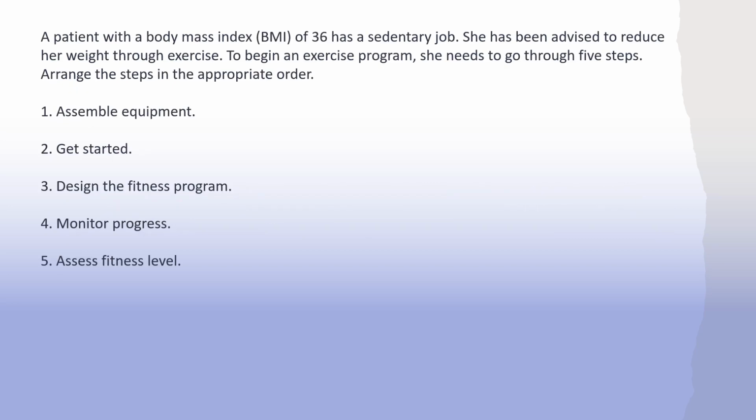A patient with a body mass index (BMI) of 36 has a sedentary job. She has been advised to reduce her weight through exercise. To begin an exercise program, she needs to go through 5 steps. Arrange the steps in the appropriate order. 1. Assemble equipment. 2. Get started. 3. Design the fitness program. 4. Monitor progress. 5. Assess fitness level.